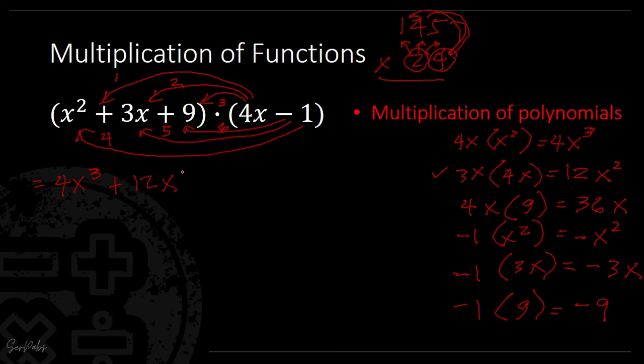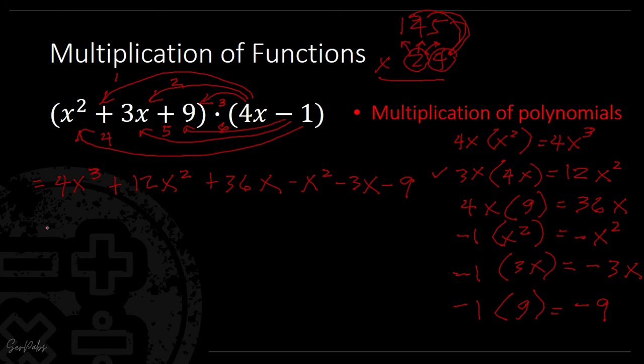Plus 12x squared. Pangatlo, 36x. Positive din, lalagyan natin ng plus sign. So, plus 36x. Pang-apat, negative x squared. Negative, minus sign naman. Sumunod, negative 3x, negative ulit. So, minus ulit. And then huli, we have negative 9. Okay? But wait, there's more.